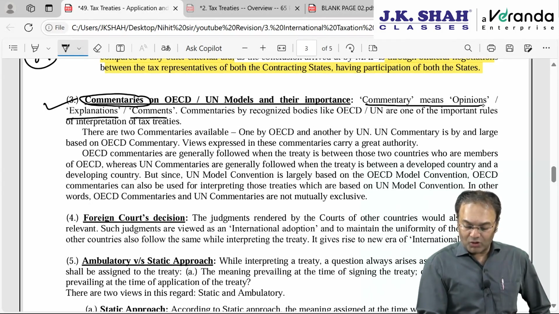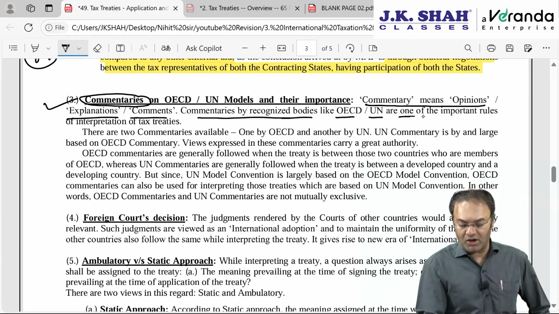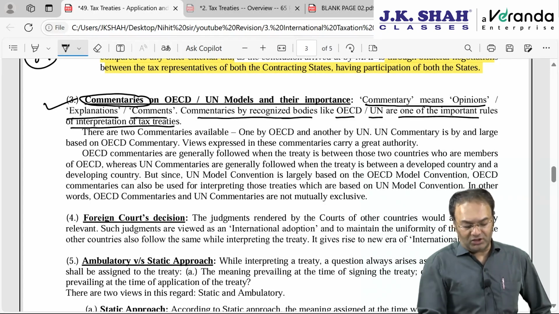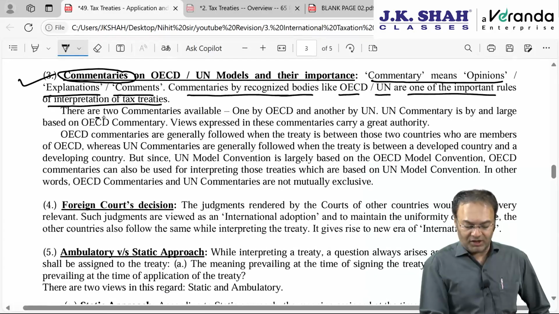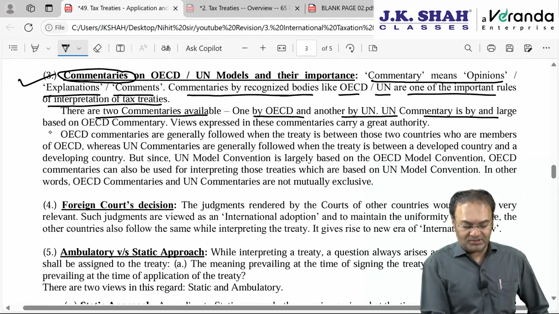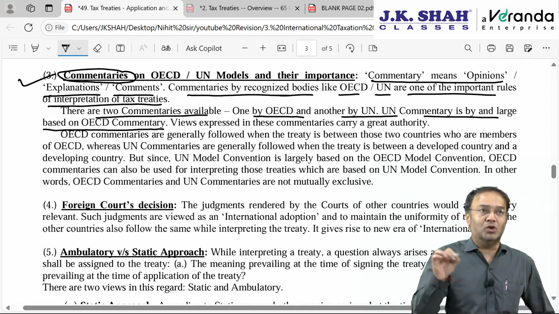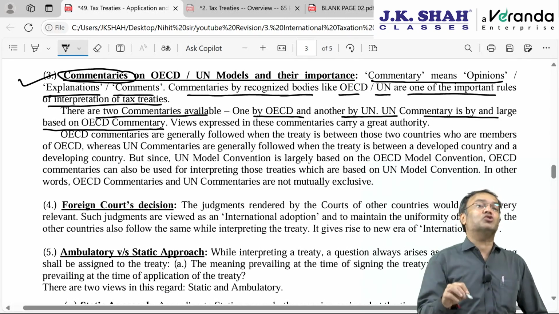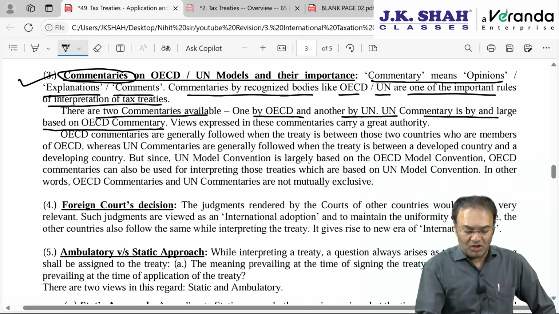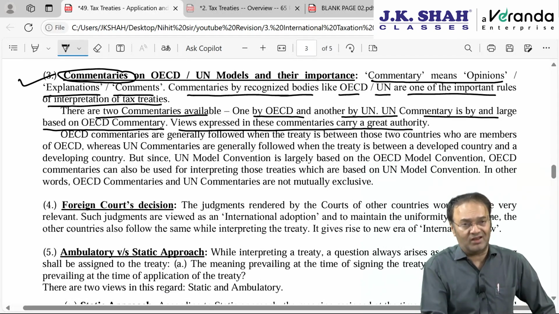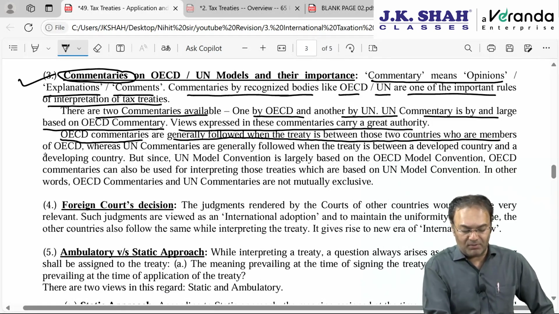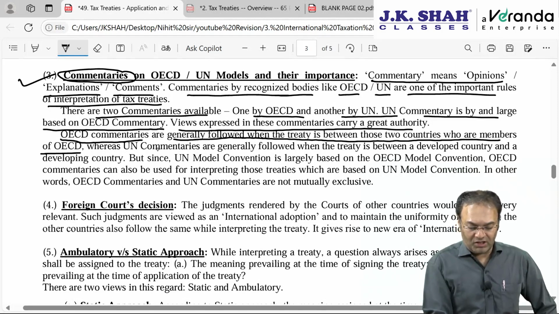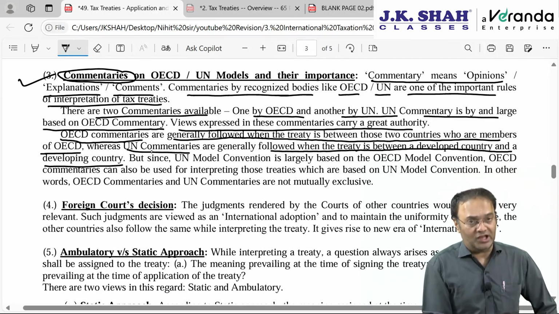So commentary means opinions, explanations, comments. Commentaries by recognized bodies like OECD and UN are of great importance for the purpose of interpreting the treaty. Since there are two commentaries available in the market, OECD and UN, the UN commentary is by and large based on OECD commentary, because the UN Model Convention is based on the OECD Model Convention. Views expressed in these commentaries carry great authority. OECD commentaries are generally followed when the treaty is between countries which are members of OECD, whereas UN commentaries are followed when the treaty is between a developed country and a developing country like India.